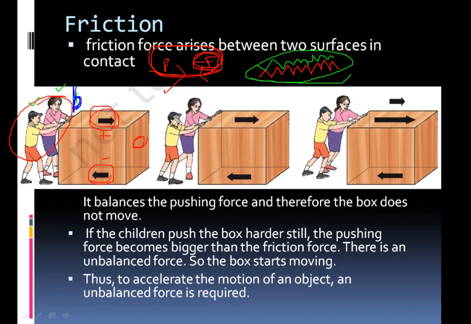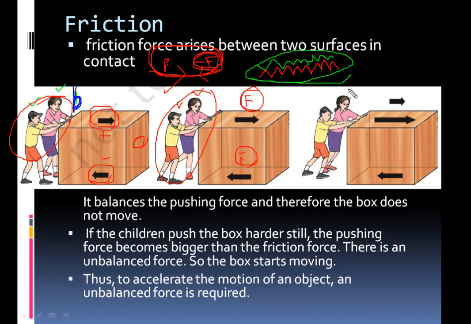Now what happens? They try very hard to move the box. This boy and girl, earlier they were pushing gently. Now they are trying hard to move this box in this direction. Still this box is not moving. That means the force applied by this boy and girl is resisted by the frictional force. The force applied by them is not high enough to move this body. So these two will cancel out each other.